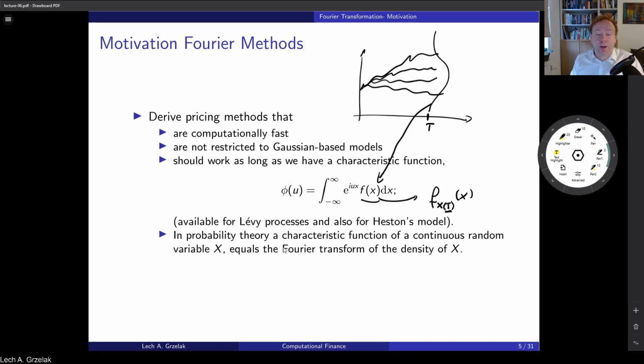In probability theory, the characteristic function of a continuous random variable x equals the Fourier transform of the density of x. So this is something to keep in mind. This is something that we actually see in this formulation.